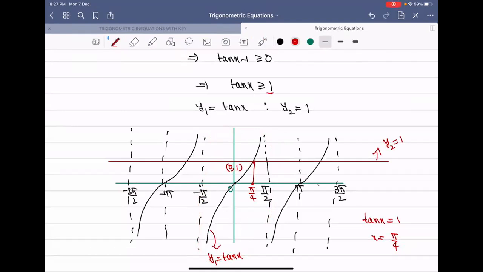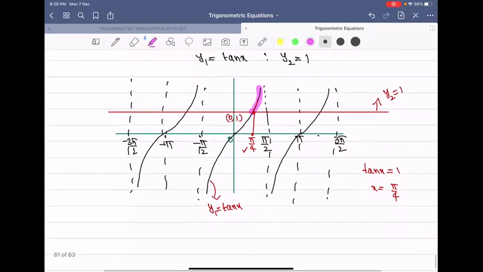That's why you take pi by 4 as a closed end. Pi by 4 is also allowed, but pi by 2 is never allowed because that is infinity. Tan 90, extending to pi by 2, tan goes to infinity. It's the asymptote. That's why pi by 2 is always open. Pi by 4 is closed here because equality is there. Tan 45 is equal to 1. So this part.